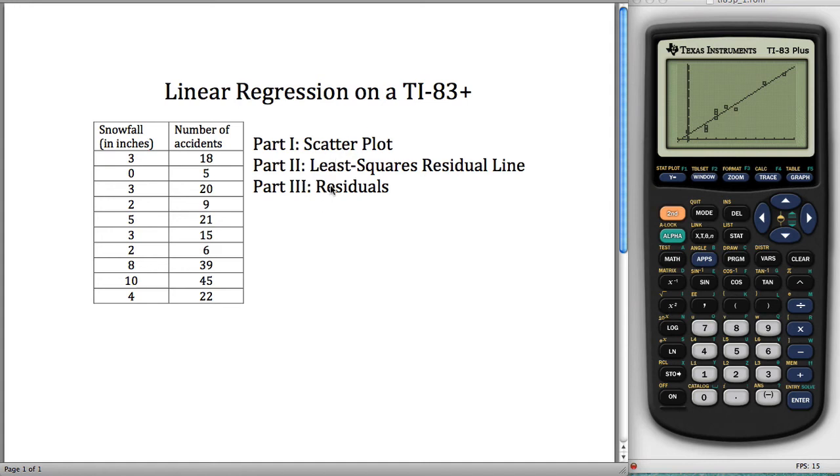Alright, here is my third and final video on linear regression. So here's part 3 where we're dealing with residuals. See the other videos if you want more information on this part, or these prior parts.